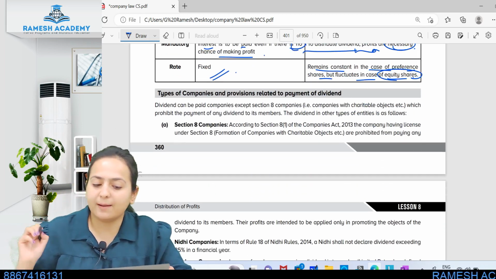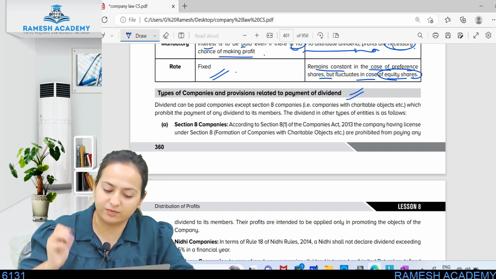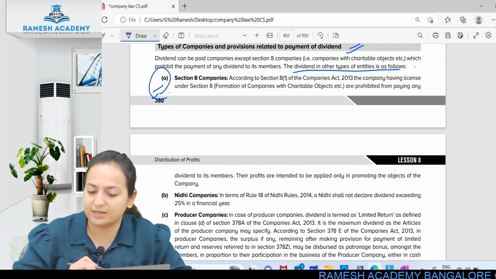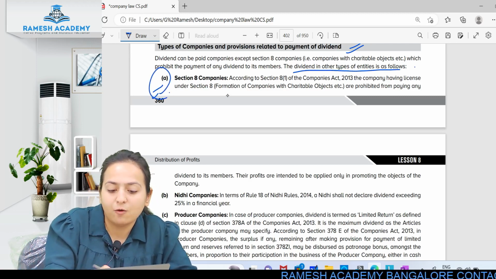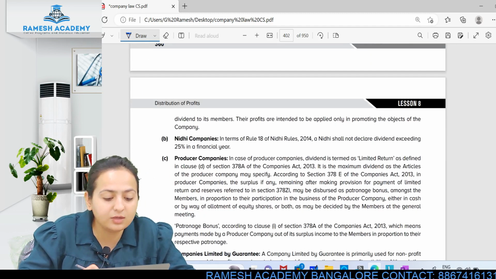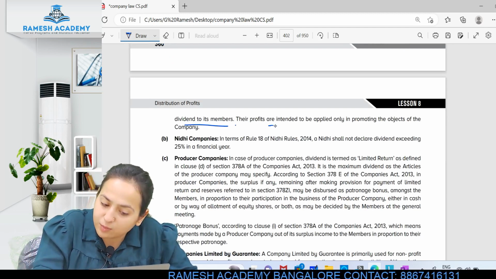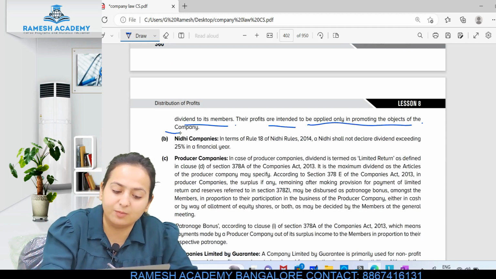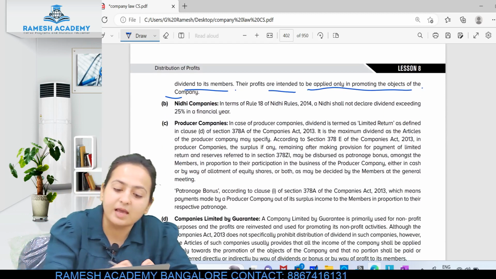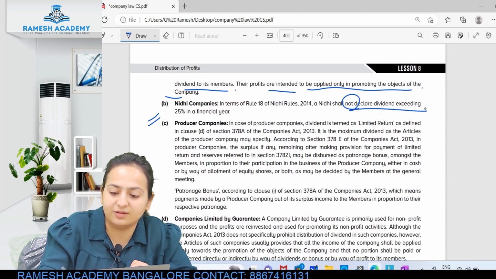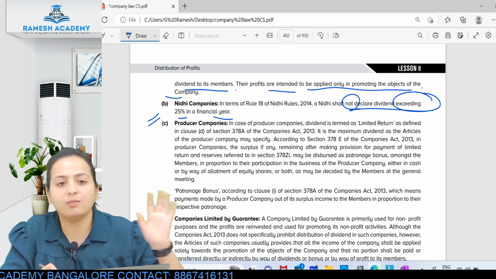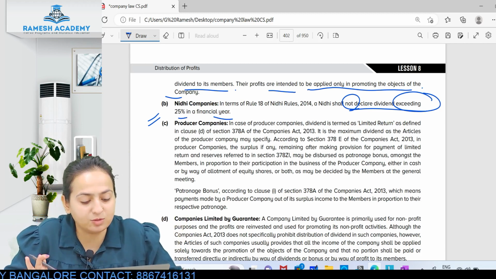Now, the types of companies and the provisions relating to the payment of dividend. Section 8 companies have a license for charitable objects. They are prohibited and cannot pay dividend to their members. Their profits are applied in promoting the objects of the company, because these are NPO companies, non-profit making companies. A Nidhi company cannot declare dividend exceeding 25% in any financial year. So the maximum amount that can be paid by a Nidhi company is 25%.